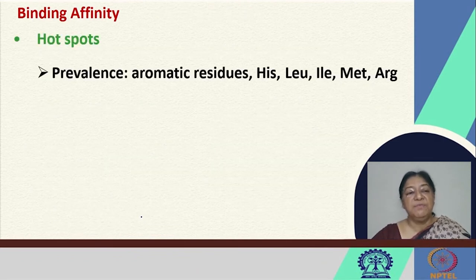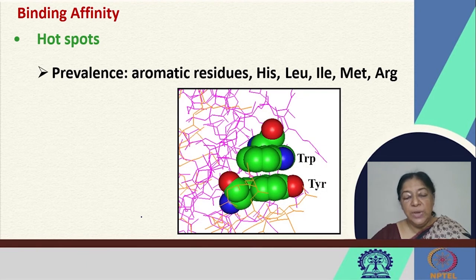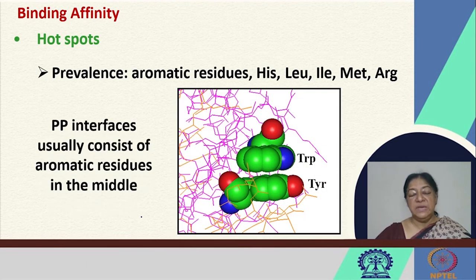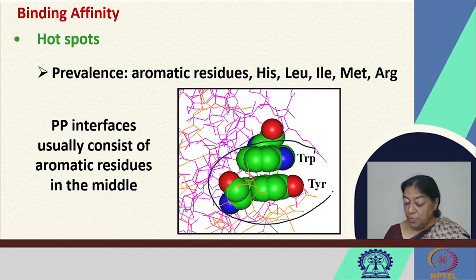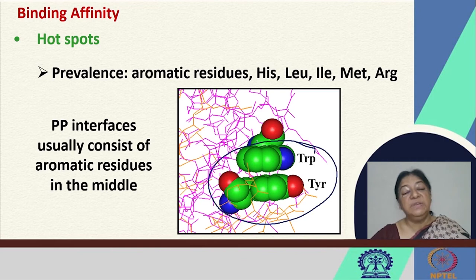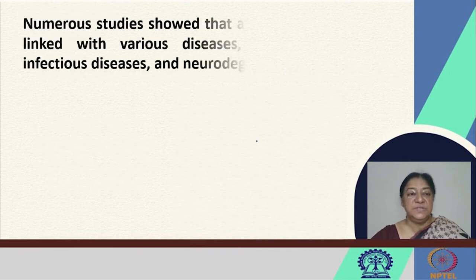So we have in these hotspots a prevalence of aromatic residues as well as histidine, leucine, isoleucine, methionine, and arginine. We have here the PP interfaces, the protein-protein interface, where we have aromatic residues where we can have an involvement of stacking interactions in the middle of this interface.